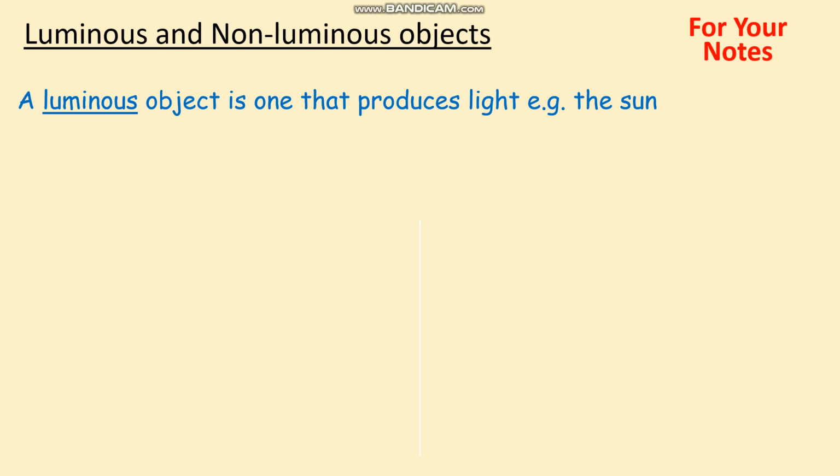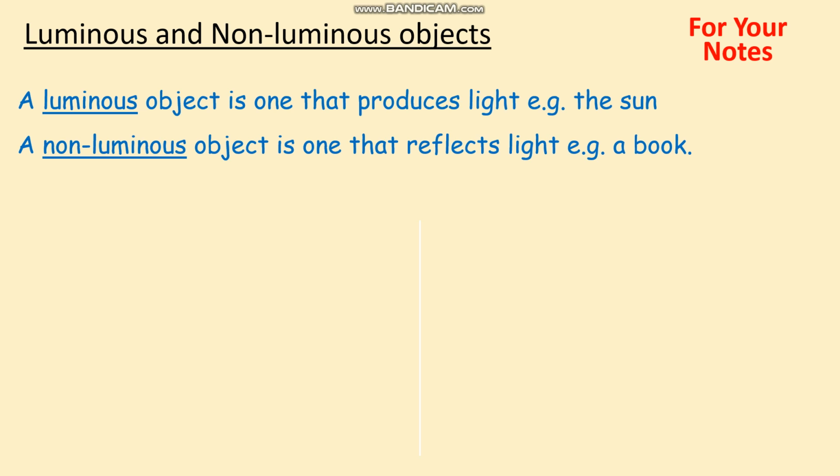Luminous and non-luminous objects. This slide also needs to be in your notes. We talked a few moments ago about how we can see objects, and we said we could see the sun because light comes from the sun directly into our eyes. Well, because the sun gives off its own light, it is classed as what we call a luminous object. So luminous objects we can see because they produce their own light. The homework, however, doesn't produce its own light. It relies on light from somewhere else, another light source, hitting the homework and then reflecting into our eyes. So that is classed as a non-luminous object.